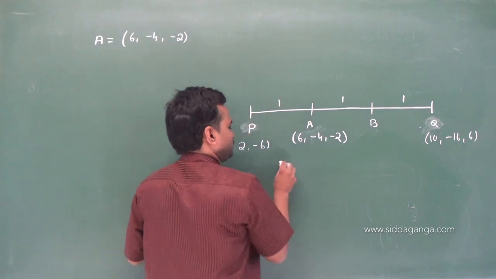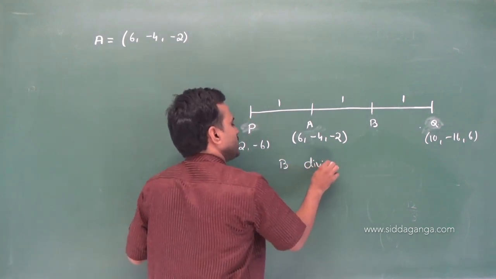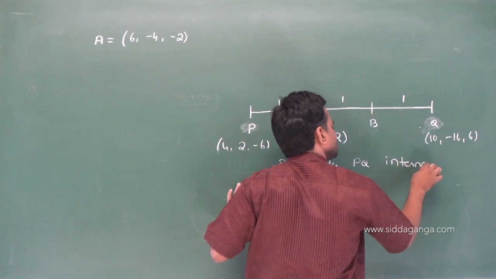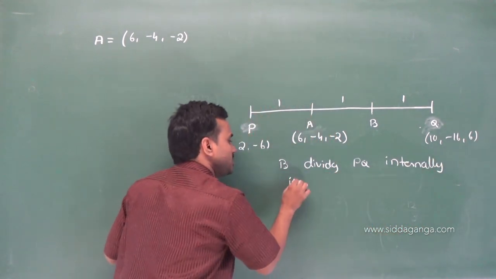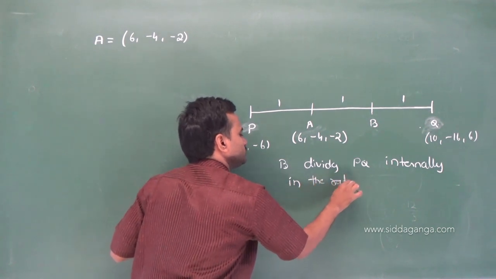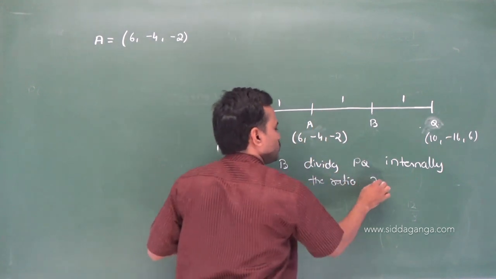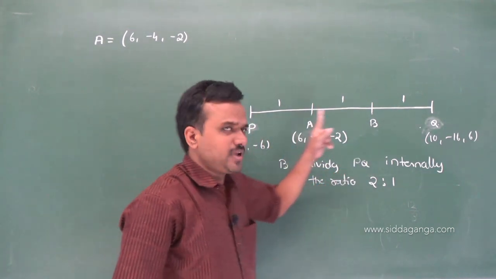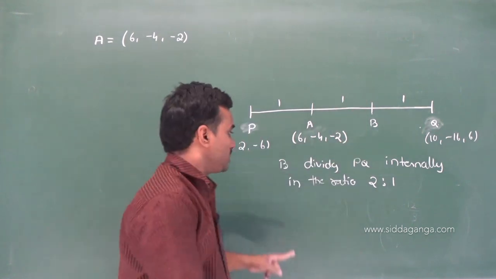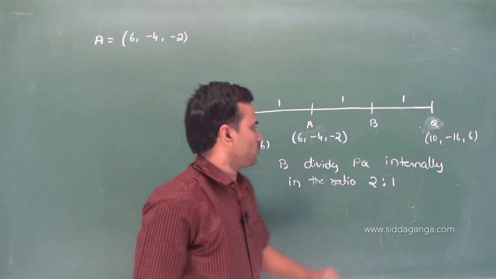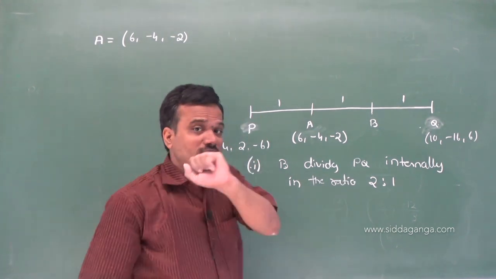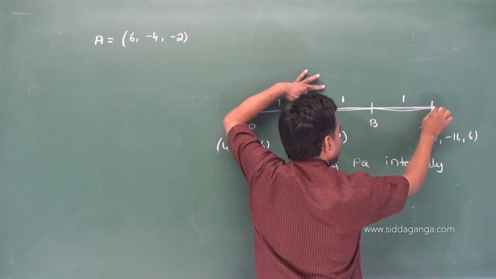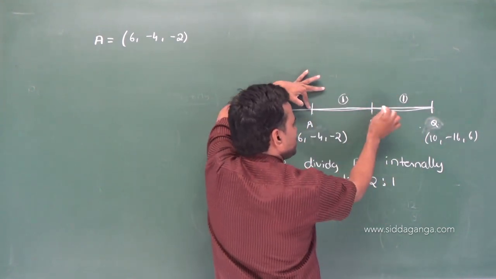Observe here, B divides PQ internally in the ratio 1 plus 1, how much? 2 is to 1. Correct? B divides PQ internally in the ratio 2:1. This is one method. One more method is there. Observe carefully. A to B is 1. P to Q is 1. A to B is 1. P to Q is 1.